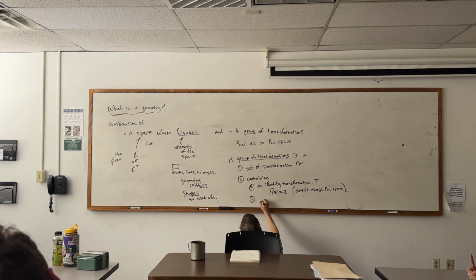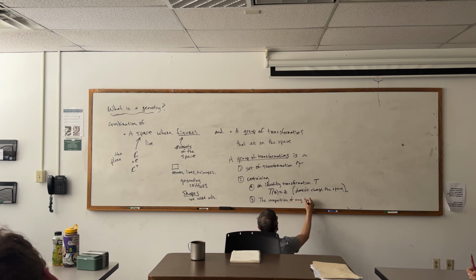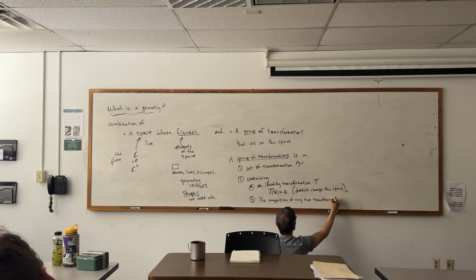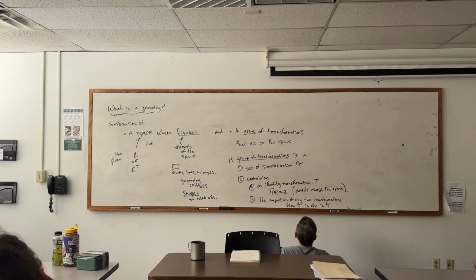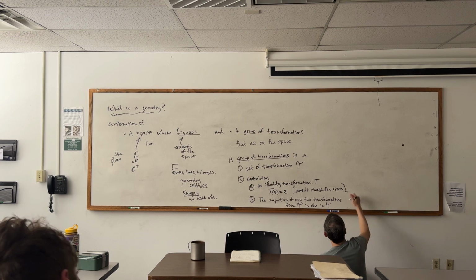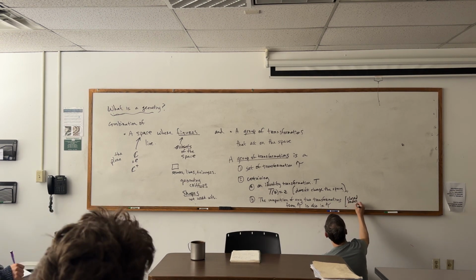Part B is the composition of any two transformations from fancy T is also in T. So it is closed under composition. That's a slick way to say that. Closed under composition.